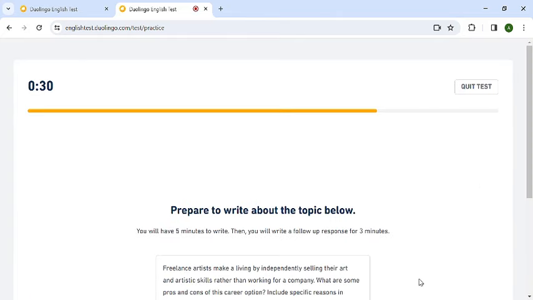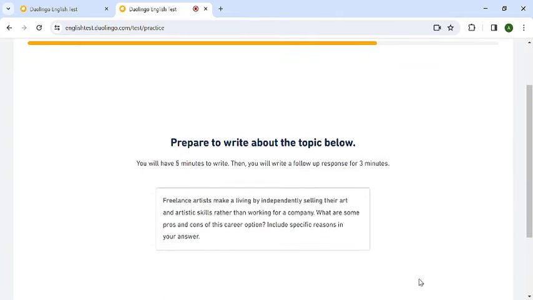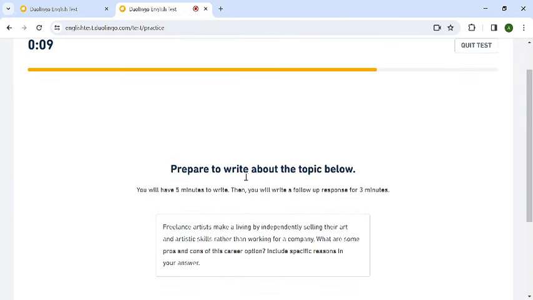Next, prepare to write on the topic below. Freelance artists make a living by independently selling their art and artistic work rather than working for a company. What are some pros and cons of this career option? Include specific reasons. Pros and cons are advantages and disadvantages.